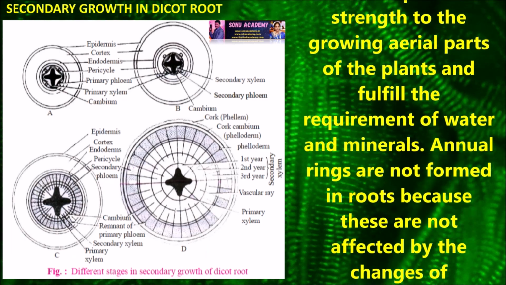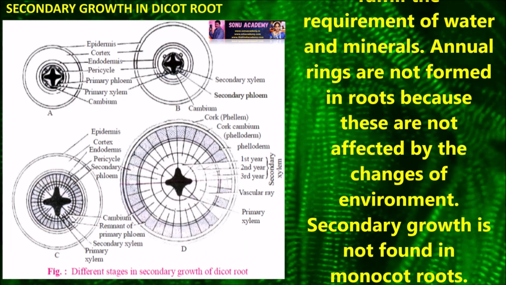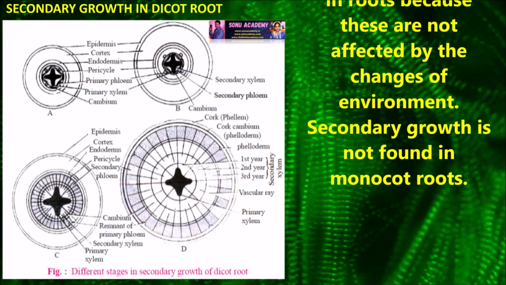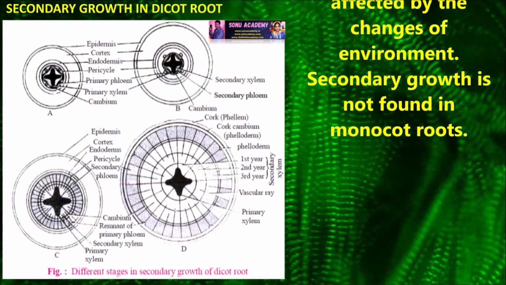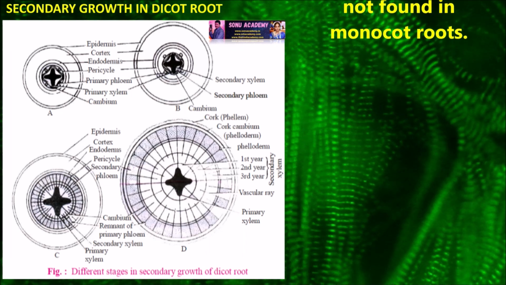Secondary growth is essential in roots to provide strength to the growing aerial parts of the plant and fulfill the requirements of water and minerals. Annual rings are not formed in roots because these are not affected by the changes of environment. Secondary growth is not found in monocot roots.